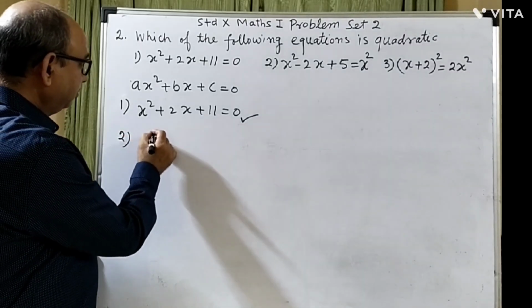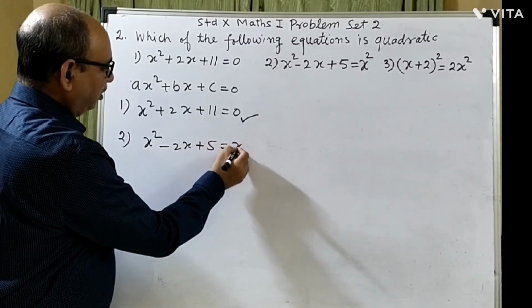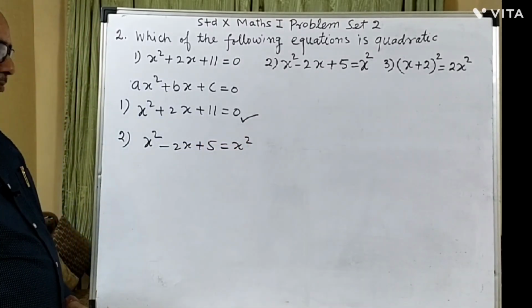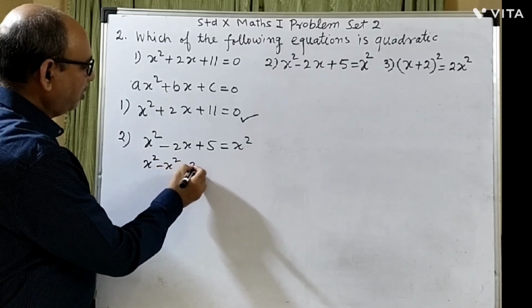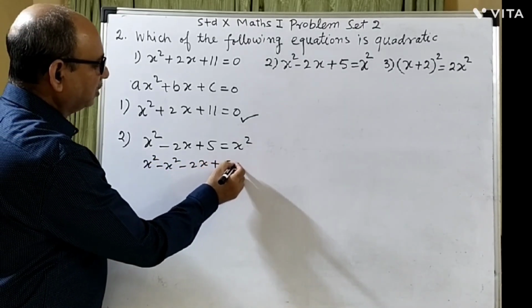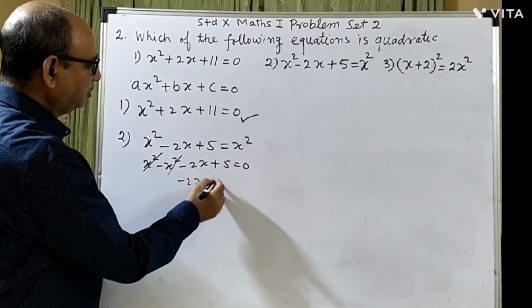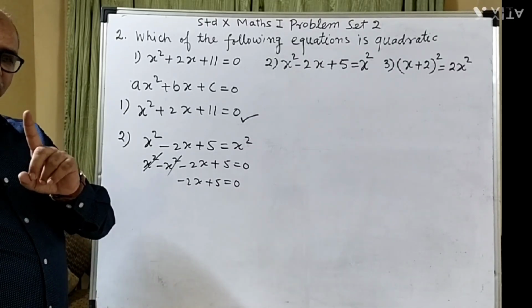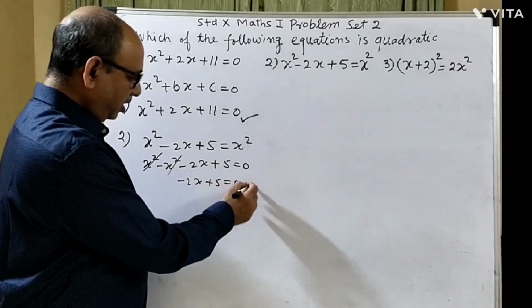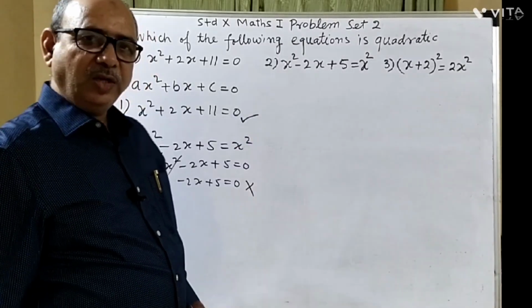Second one, x square minus 2x plus 5 is equal to x square. We can write it as x square minus 2x plus 5 minus x square is equal to 0. Cancelled out, minus 2x plus 5 is equal to 0. Here the highest power of the variable is 1. So this one is not a quadratic equation. Let's check the third one.